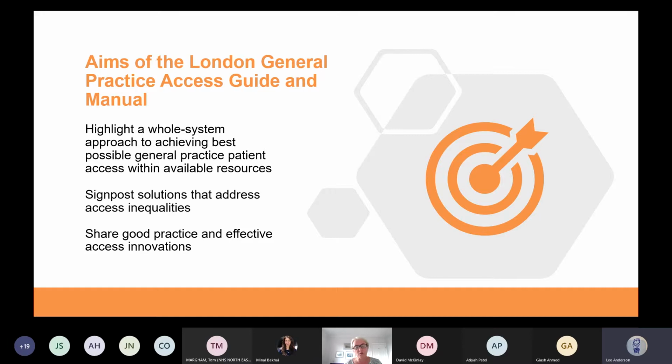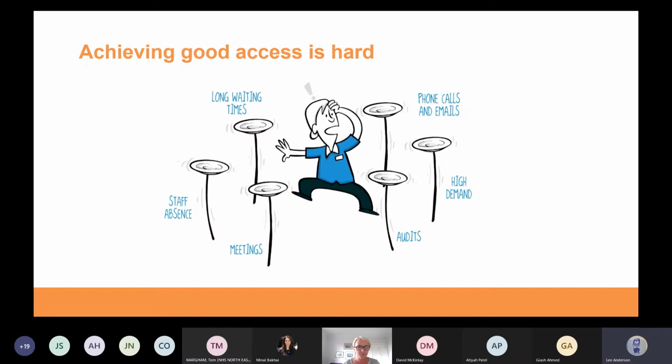We want and hope throughout the guide that we signpost to solutions that address inequalities. As people working in London general practice, we are all very aware of the wide inequalities we see for our patients, particularly highlighted during the pandemic over the last year or so. So we hope this is a thread throughout the guide. And we really want to do this by sharing good practice and effective access innovations and making sure a lot of this is based on evidence and good practice. So these are the aims of the guide and the manual. If we could go down to the next slide, please.